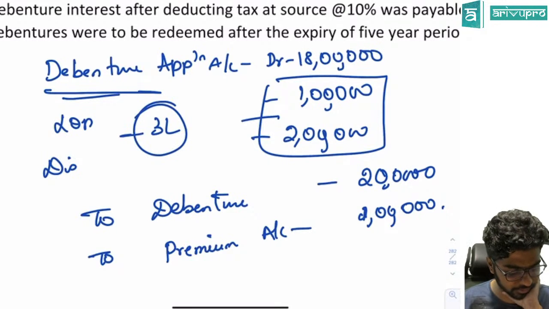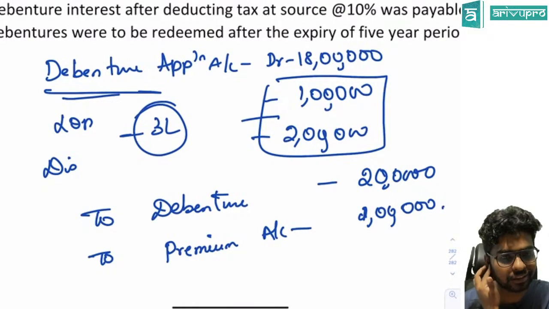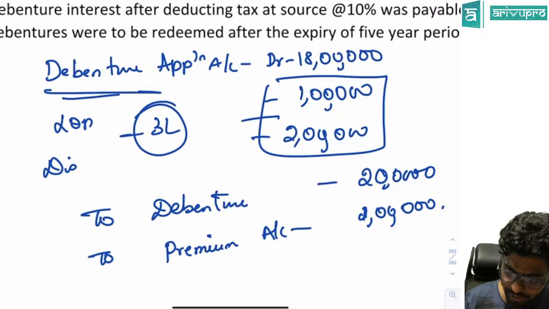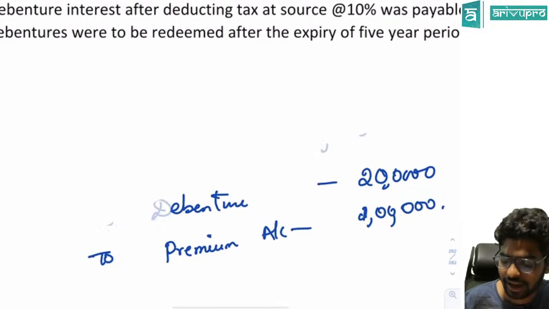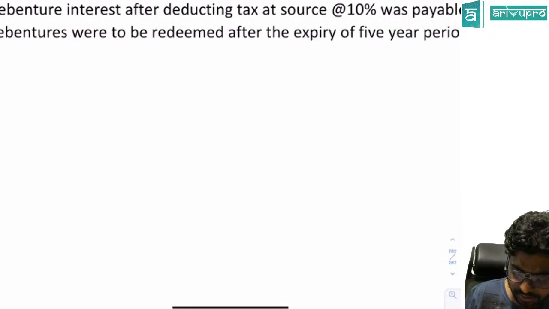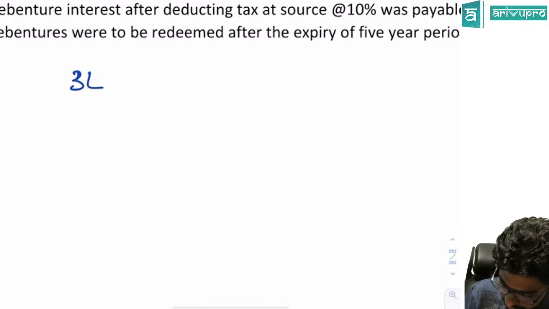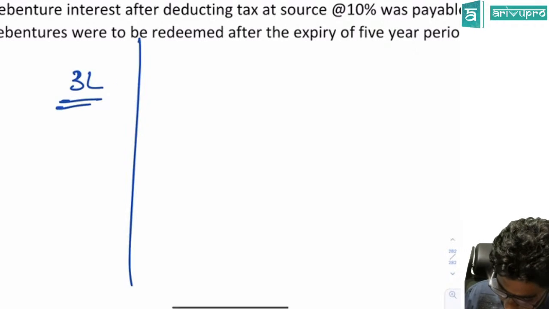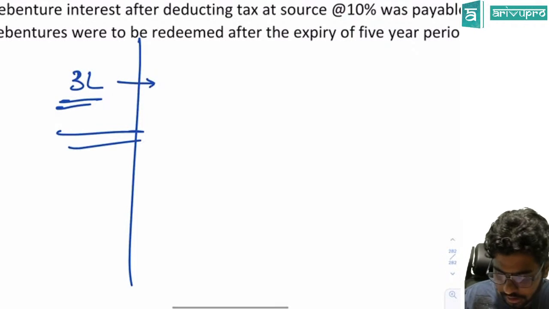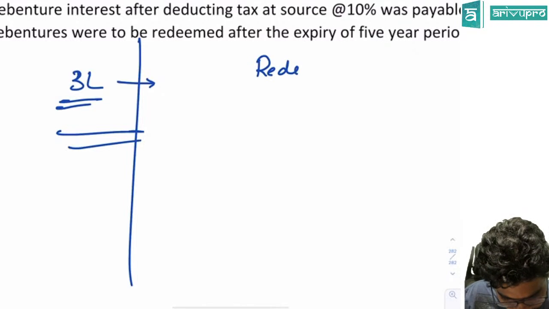That is the first one. Now the second thing you have to understand is this loss has to be written off every year. This loss of 3 lakhs has to be written off every year. I'll be teaching you this. Then what is going to be my entry on redemption?